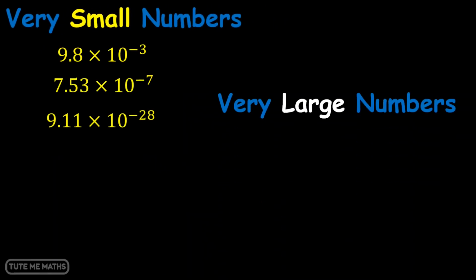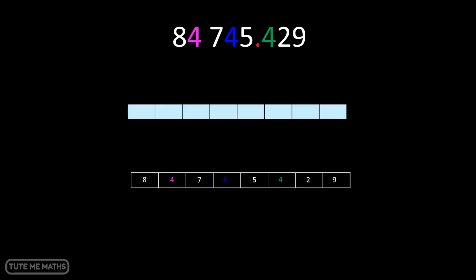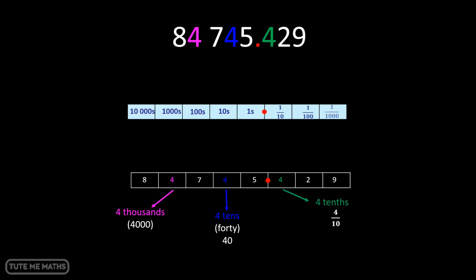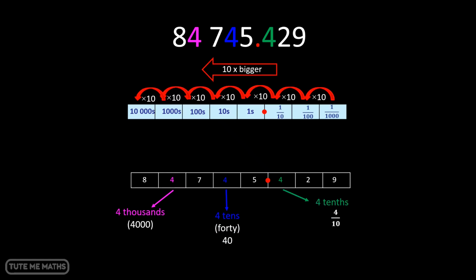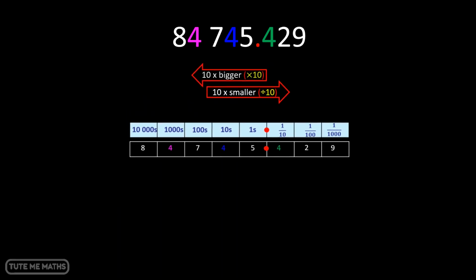Before we delve further into scientific notation, let's revise the 3 main skills you will need. 1. You need to understand place value for our decimal base 10 number system. 2. We should know that multiplying or dividing by powers of 10 simply moves the position of the decimal point. And 3. We need to know how to write powers of 10.